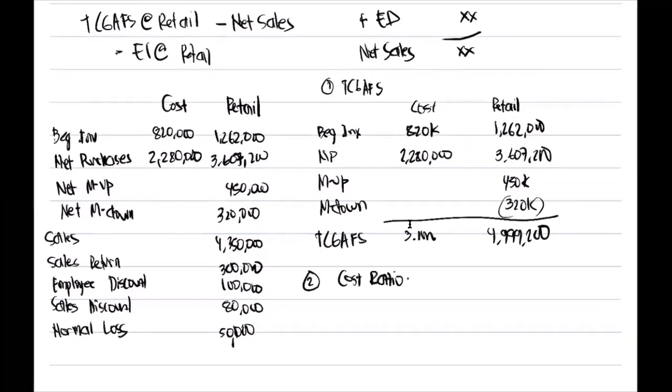Okay. After we compute for your total cost of goods available for sale, we can now compute for our cost ratio. So our cost ratio depends whether the method is average or FIFO. For average, we just compute for the total cost of goods available for cost, and we divide it to your retail total cost of goods available for sale. So ganun lang kadali. So 3.1 million divided by 4,999,200, we have here 62%.